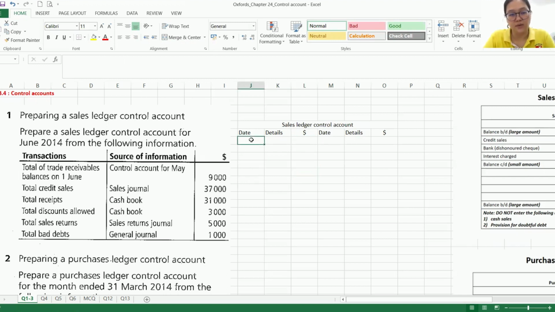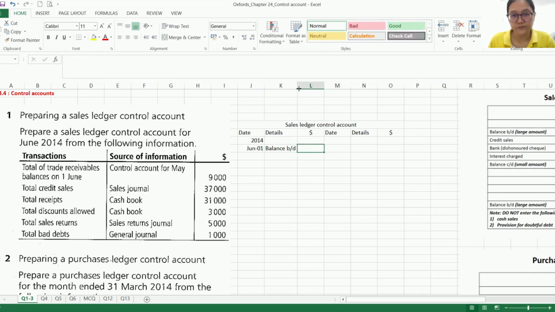So we write the year 2014 first. After that, the month and balance brought down. Because this is an asset, balance brought down is on the debit side, and the amount is 9,000. The next one, if you want to do the sales, the debit side first, we look into what the items are, or we follow the sequence in here.